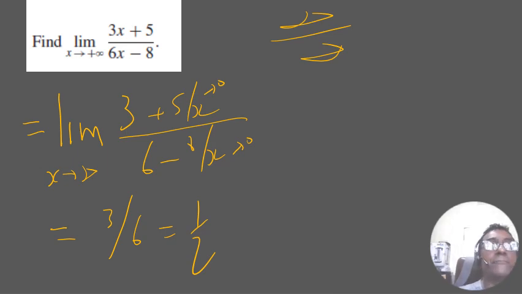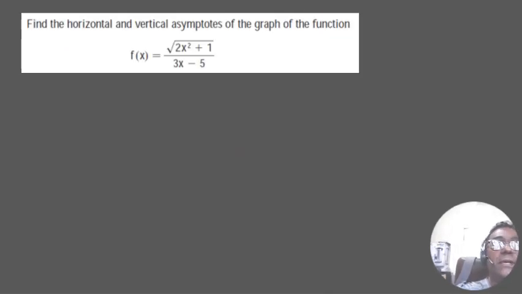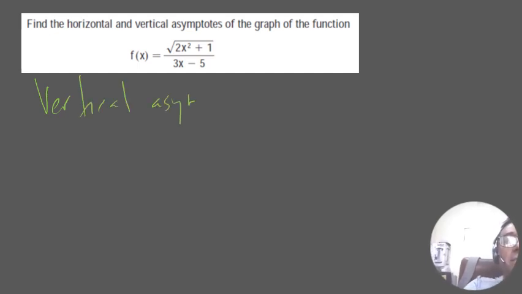Okay, great. So what about this one? Find the horizontal and vertical asymptotes of the graph of the function. If I look at, for example, the vertical asymptote, let's start over there. Something that's pretty straightforward here. We see there's an issue that we're going to encounter, a vertical asymptote.